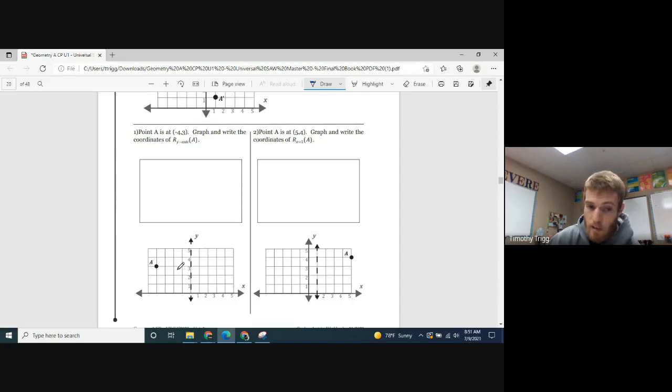Now, when you reflect, what's important is that the distance to the reflection line matches the distance away from the reflection line. So notice how far our pre-image is from the reflection line. 1, 2, 3, 4. So that distance is 4. So that means I want to go 4 in the opposite direction. 1, 2, 3, 4. This gives us our image.